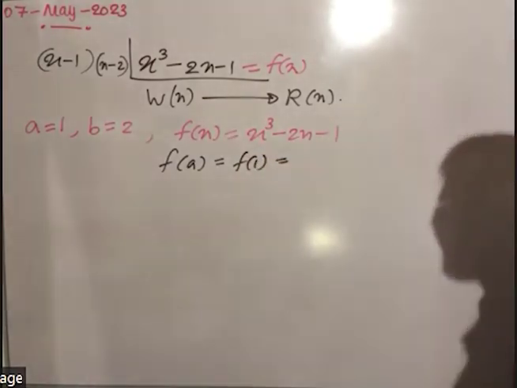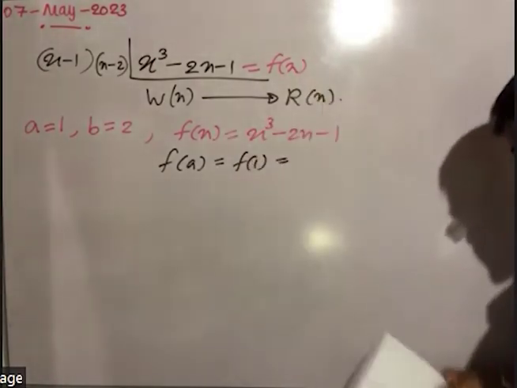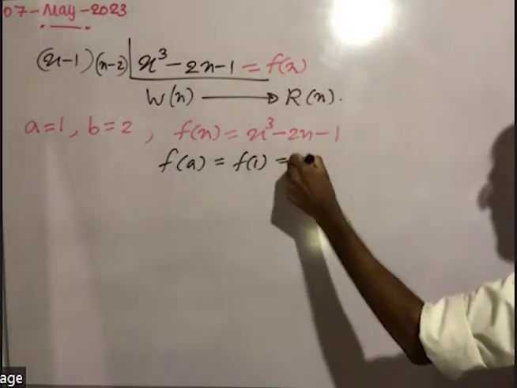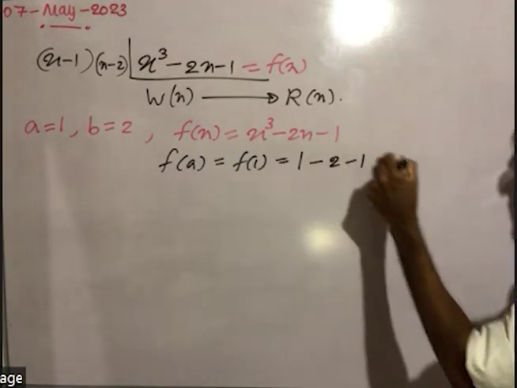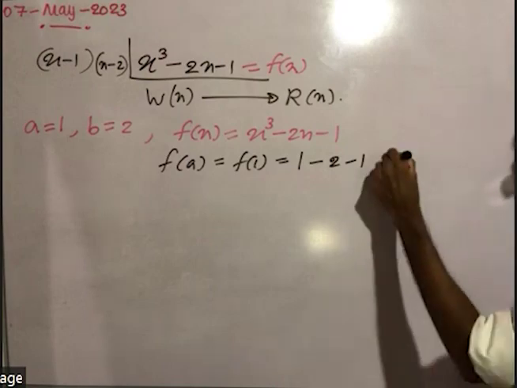So we can find the value of f1, substitute 1 here. If you substitute 1 here, this will become 1 to the power 3, that means 1, minus 2 into 1, that is 2, minus 1. Right? So the answer is minus 2.